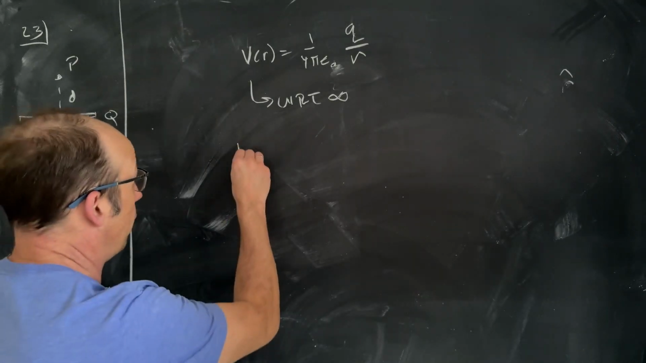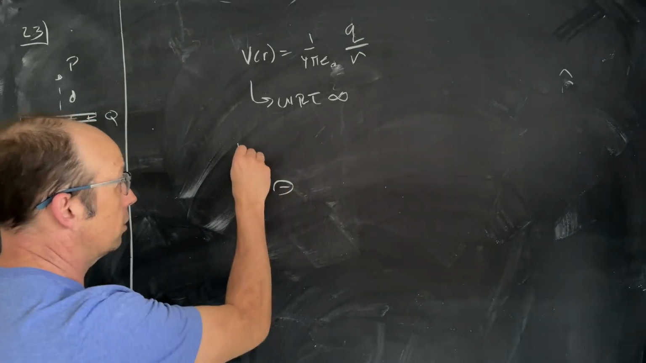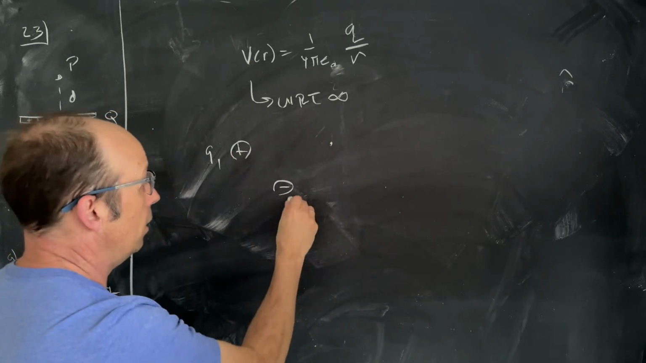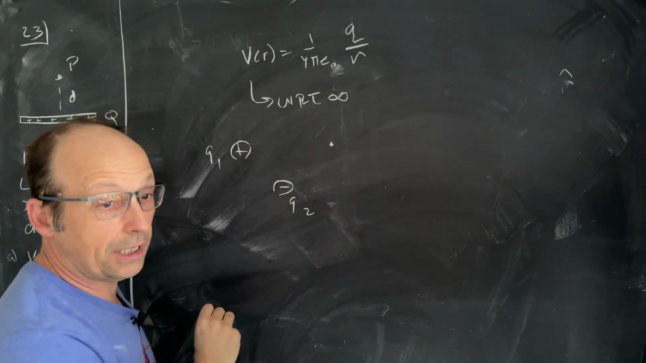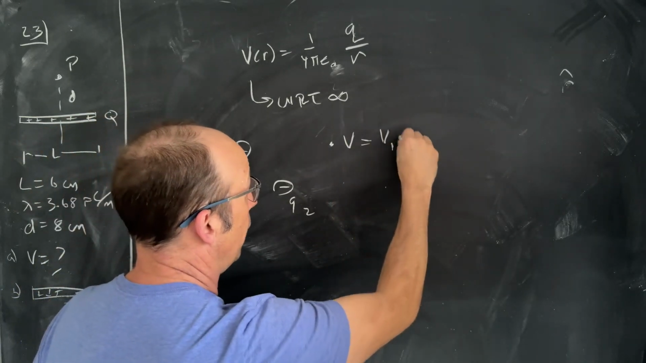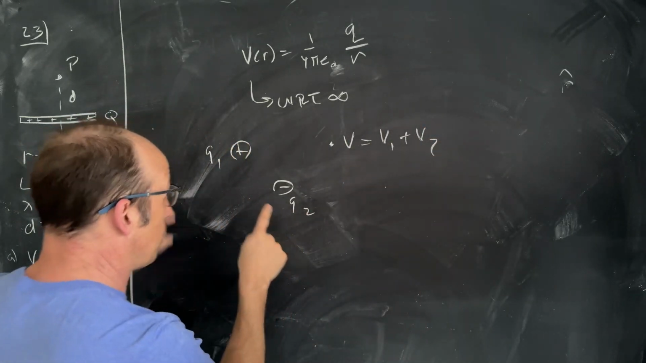Now, if you have more than one point charge, just like with the electric field, let's call them Q1 and Q2, and I want to find the potential with respect to infinity at that point. V is equal to V1 plus V2. So it obeys the superposition principle.